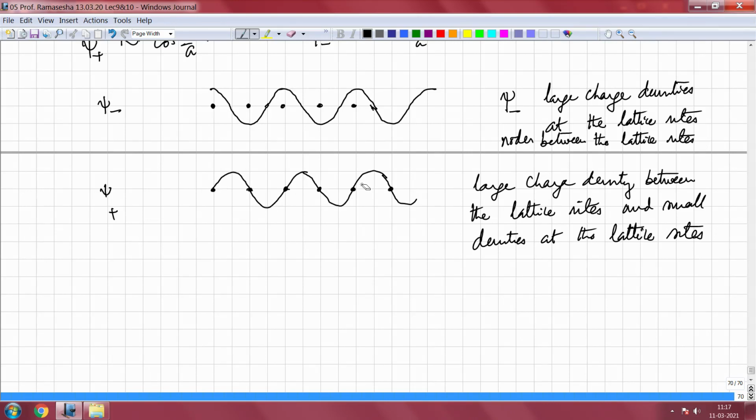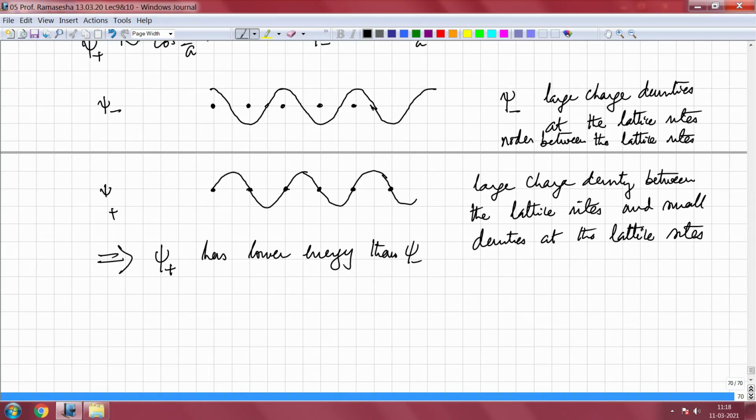That is the reason why psi plus has lower energy than psi minus. You are basically breaking the degeneracy of the two states. In one state you pile up the charge density between the lattice sites, and in the other case you pile up the charge density at the lattice sites. One gives rise to bonding and the other to anti-bonding. This is the reason why you actually see a gap.